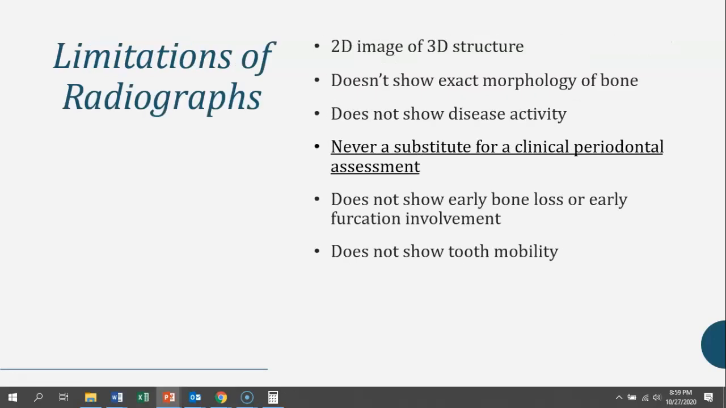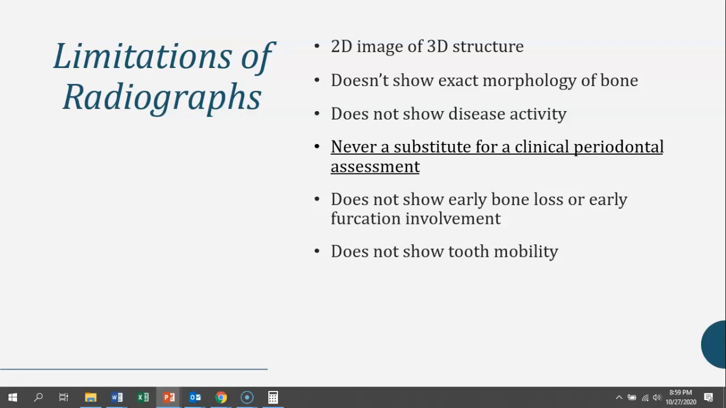Okay. So, what are the limitations of taking a radiograph in regards to periodontal disease? Well, a radiograph is a 2D image of a 3D structure. So, that means that there are going to be things that we are not going to be able to see, because everything has been flattened down to just two planes. There are going to be aspects of root morphology and the morphology of the bone that we're not going to be able to see, those dips and areas of maybe lower bone in certain areas. It's just going to all look kind of flat. We might see just those highest points.